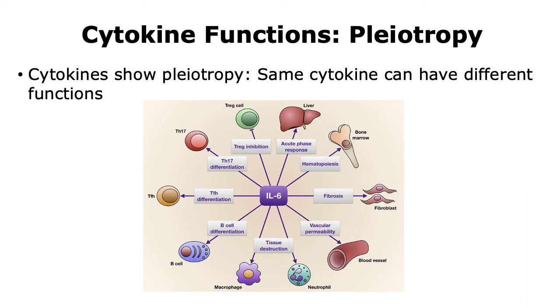Cytokines mediate many functions and hence can show pleiotropy. In such situations, the same cytokine, like interleukin-6 as shown in the figure, can have different functions in different cells. This pleiotropic effect of cytokines is very important in allowing the host to mount effective immune responses.